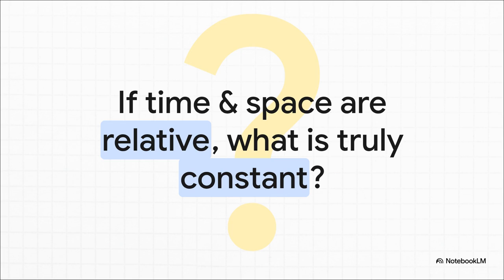Einstein took the things we all thought were fixed, the things that were absolute, like space and time, and he showed they were deeply relative. So if our most basic, fundamental intuitions about how the universe works can be so completely overturned, what's left? What is truly constant that we can anchor our reality to?